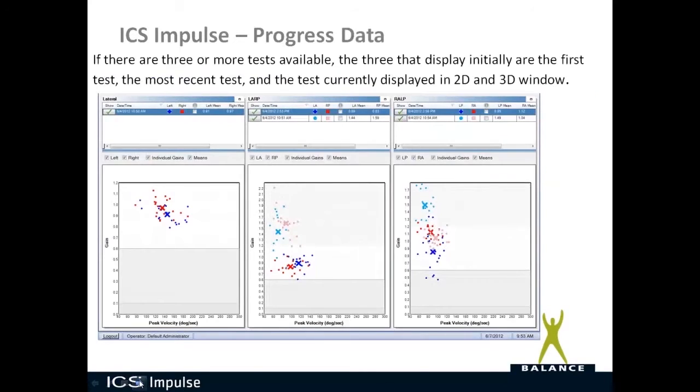The other way to compare the results is the progress data. So if there are 3 or more tests available, the 3 that display initially are the first test, the most recent test, and the test currently displayed in the 2D, 3D window. So what you have here is lateral, LARP, and RALP, and then each test session will have a different color. So you can tell the colors by the legend up top. And in this, it will display for you the mean gain for the left, the mean gain for the right, as well as the asymmetry ratio. So let's look at patient data.